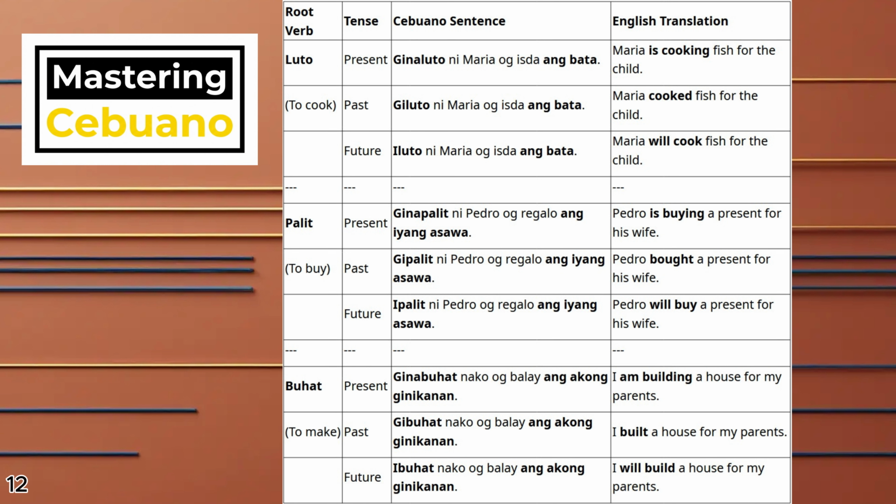The next verb is palit, to buy. Ginapalit ni Pedro og regalo ang iyang asawa. You see, it's the same sentences, but now the ang is with the asawa, the wife. You buy the present for the wife. Gipalit ni Pedro og regalo ang iyang asawa. In the past and in the future, ipalit ni Pedro og regalo ang iyang asawa.